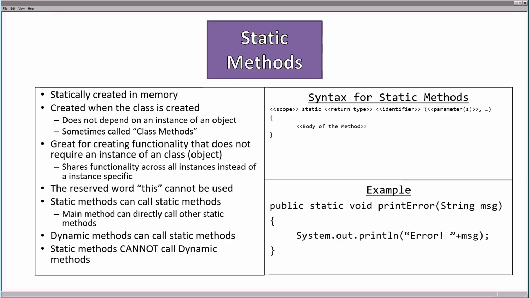Now, as these are statically defined in memory, and they are not dynamically created, you cannot use the reserved word this. Another thing to keep in mind, static methods can call other static methods. Dynamic methods can call static methods. However, a static method cannot call a dynamic method. Dynamic methods require an instance called an object. However, statically defined methods do not use objects.